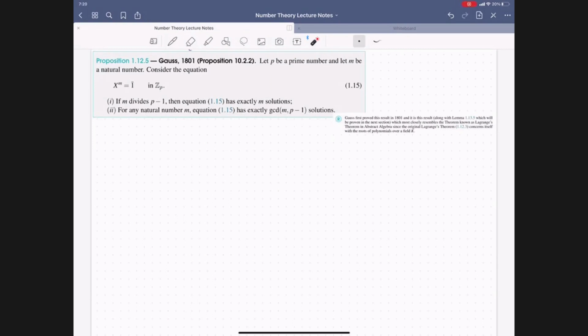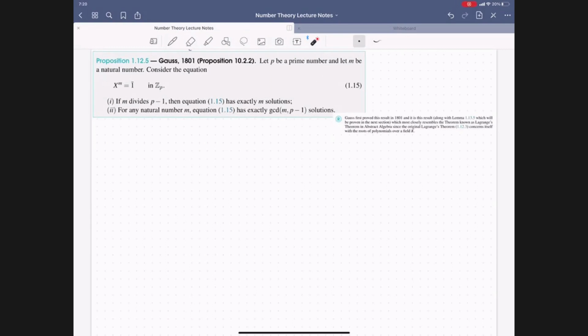Specifically, we're going to show this result of Gauss, which is really the predecessor to what is oftentimes referred to as Lagrange's theorem in abstract algebra. So what this statement says is if we have a prime number p, and m is a natural number, then the equation x to the m is equal to 1 bar in the integers modulo p has exactly m solutions if m divides p minus 1, and for any natural number m, the exact number of solutions to the equation is given by the GCD of m and p minus 1. So how do we prove this?